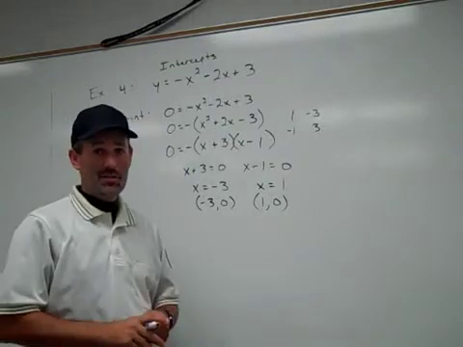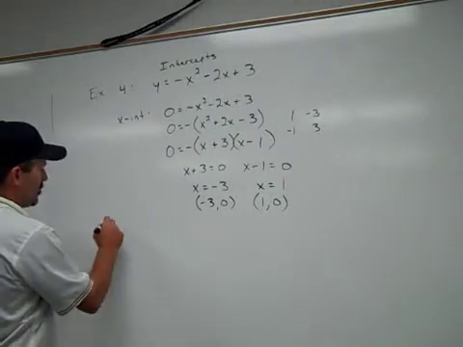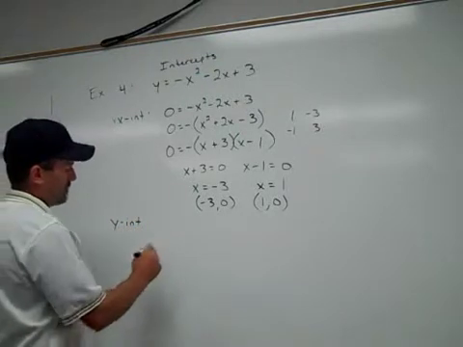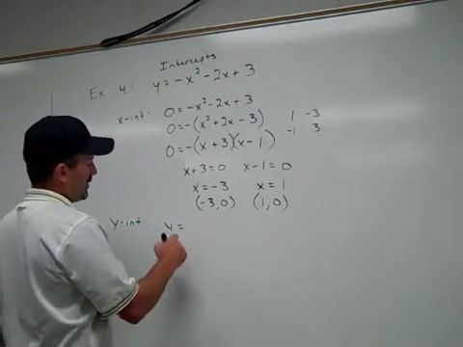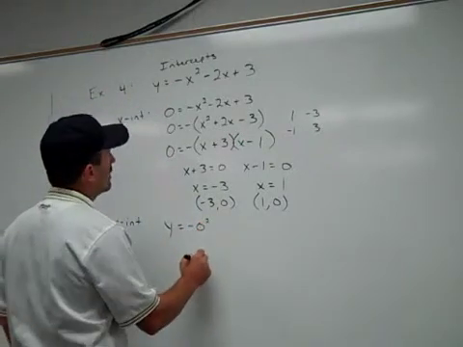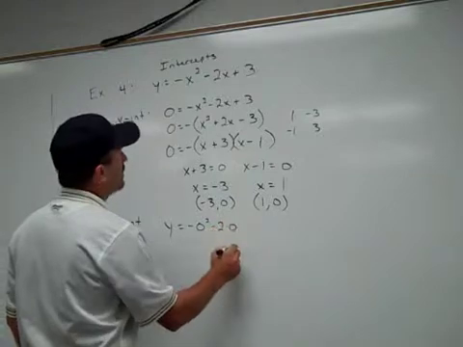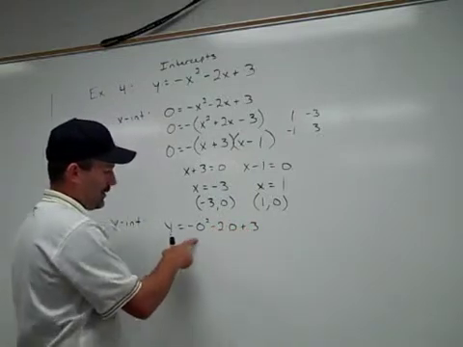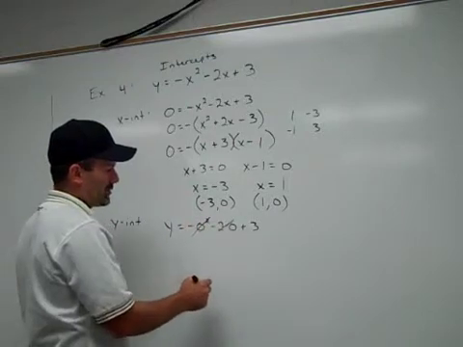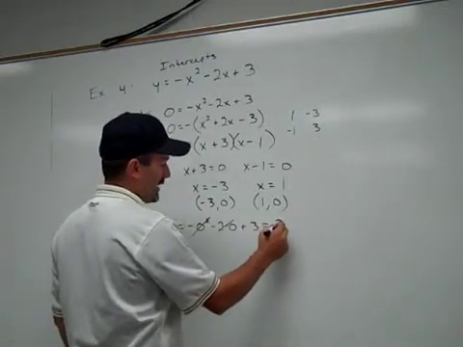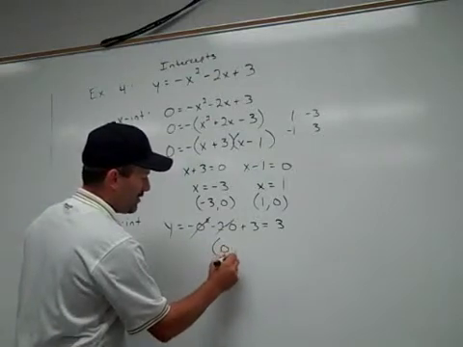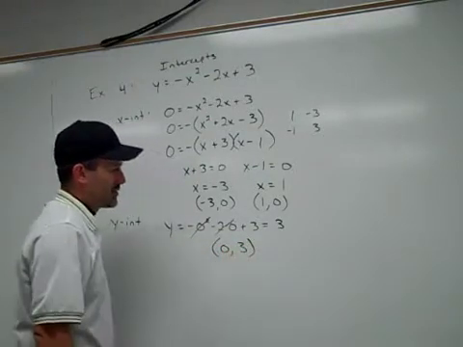Finding the y-intercepts is usually easier because the y-intercepts occur when x equals 0. So we have y equals, and we just replace all the x's with zeros. Negative 0 squared minus 2 times 0 plus 3. Well, like I said, this is going to be easier. 0 squared is 0, negative 2 times 0 is 0, and all we have left is 3. So the y-intercept is going to be x is 0, y is 3.